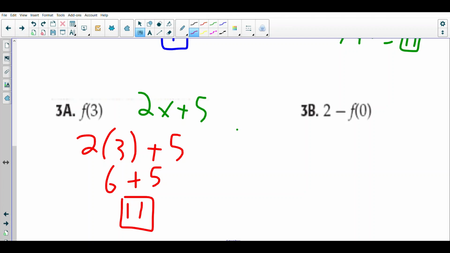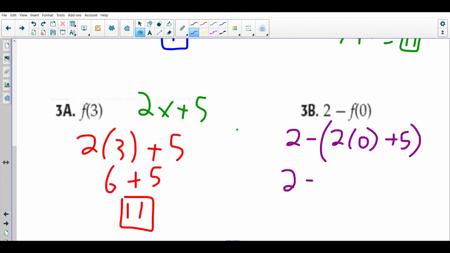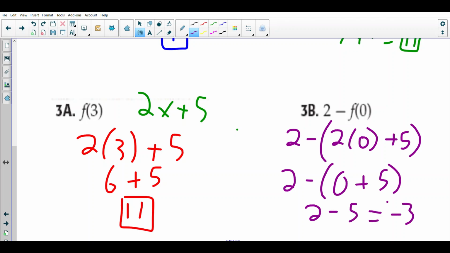And the last one on this page, we have 2 minus. Now notice that the 2 minus doesn't do anything. It isn't a part of the function itself, so I just bring it with. And then f of 0. Now I'm substituting in, so I got to put in parentheses. 2 times 0 plus 5. So 2 times 0 is just 0, plus 5. 0 plus 5 is just 5. So I get 2 minus 5, which just gives me negative 3.